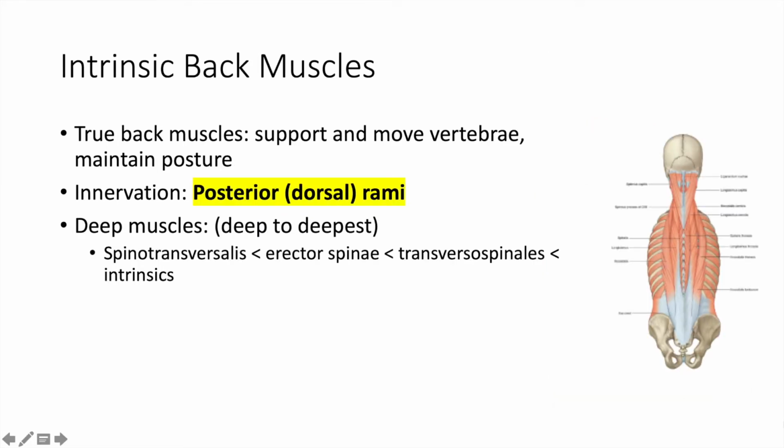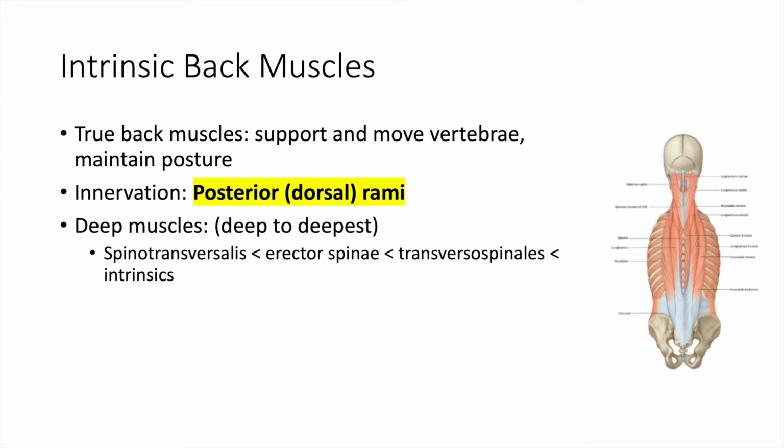Okay, the intrinsic back muscles. These are our true back muscles. It's what we think about when we talk about our back muscles. They support and move our vertebrae to maintain posture. Our innervation is slightly different. It's our posterior dorsal rami.